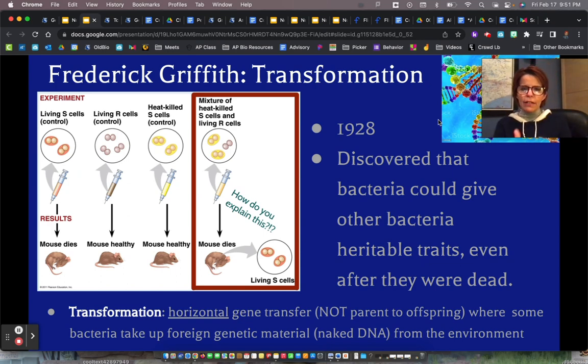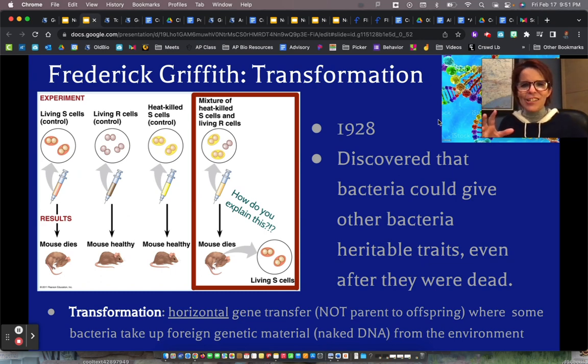So if we look at the definition down at the bottom, it says transformation refers to horizontal gene transfer. Horizontal means like from peer to peer, as opposed to vertical gene transfer, which is from parent to offspring. That's normal gene transfer. We expect that. But bacteria are actually capable of transferring DNA from one living individual to another living individual.